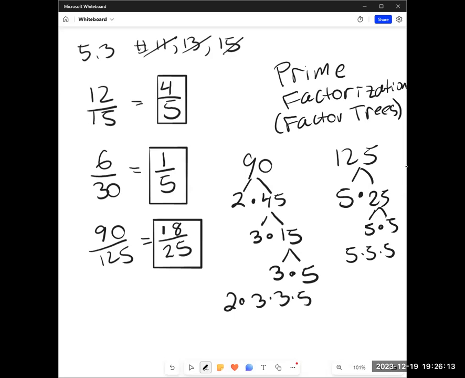And I'm going to cancel any common factors. And this is going to leave me with 6 times 3 is 18. 5 times 5 is 25. And that's another way that I could have gotten my 18 over 25.